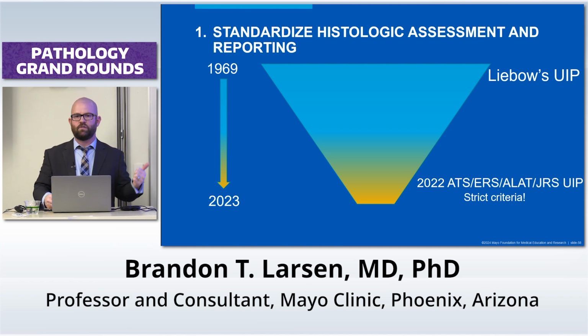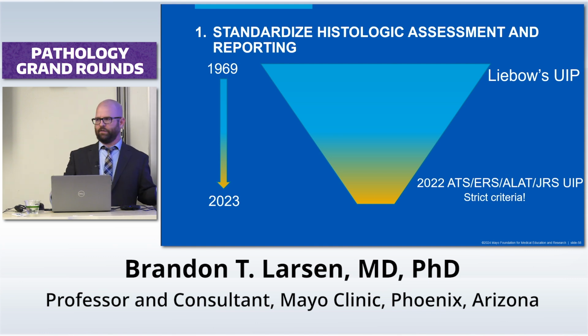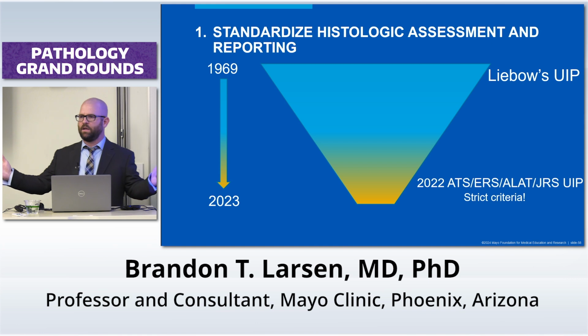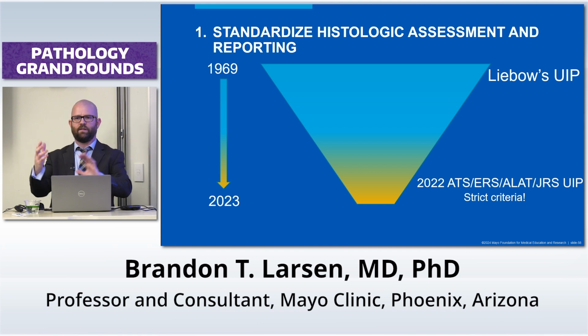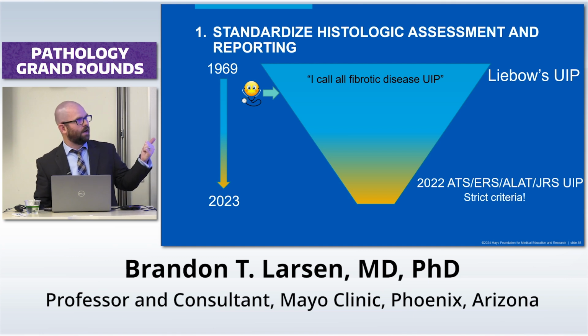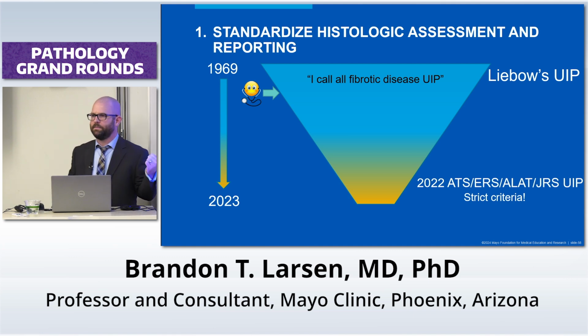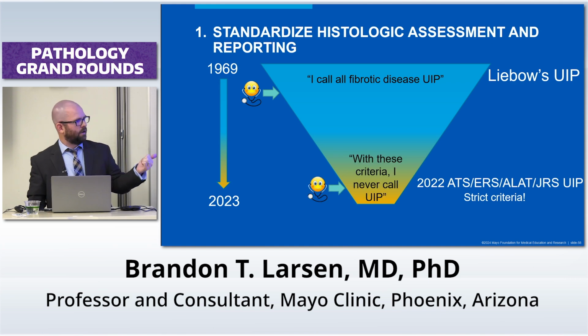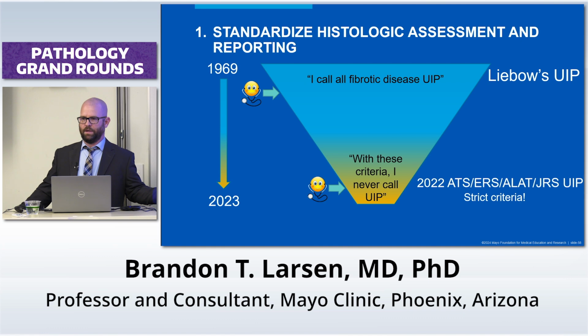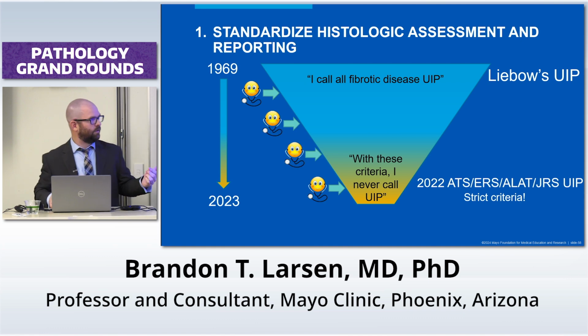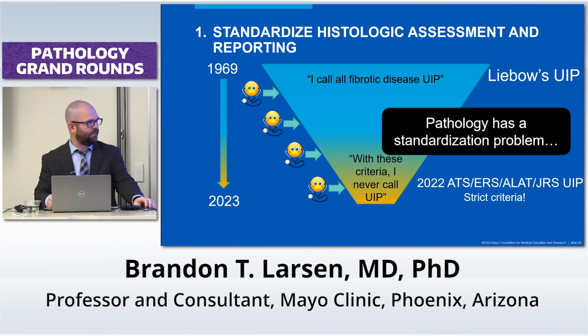If you go back to Liebow's original description of UIP as a pattern in the original paper, he describes all kinds of things, hyaline membranes, fibrosis. It's like every lung pathology that we can think of had been embroiled into this term, the usual interstitial pneumonia pattern. And now we have much stricter criteria. So we have gone from an era where all fibrotic lung disease was called UIP to an era where, with the current criteria, pathologists never call anything UIP. And then there are, of course, people who are sort of in between in various stages of this evolution. But that's a big problem for our clinicians. And we do have a standardization problem.